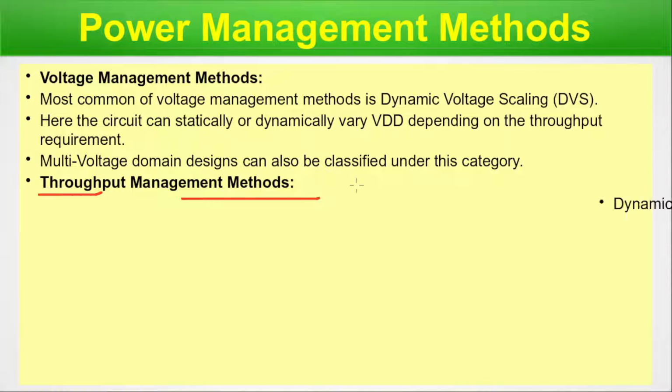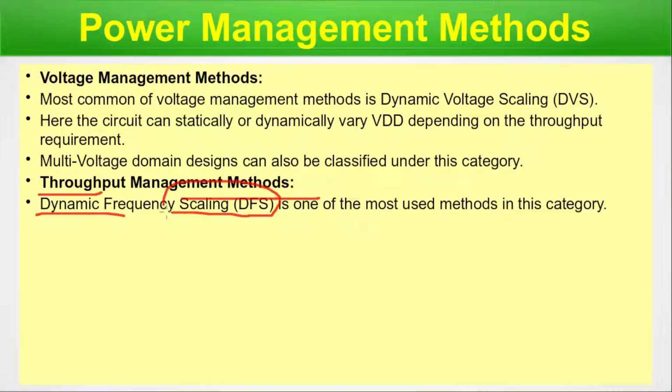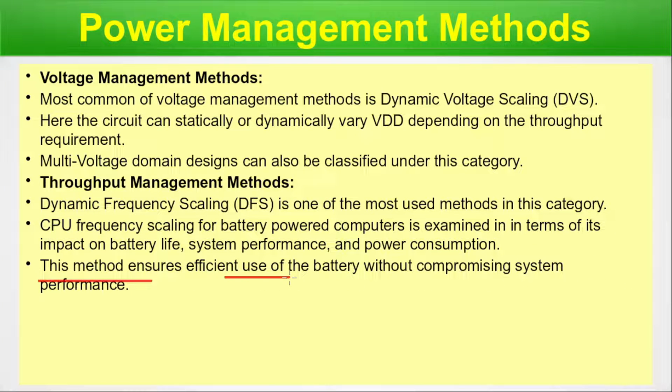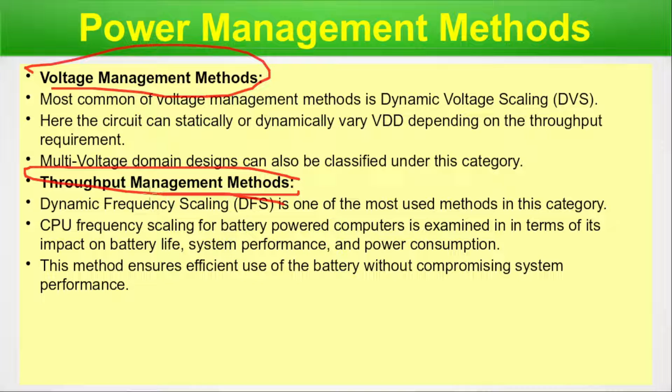Throughput management method. Dynamic voltage and frequency scaling, DVFS, is one of the most used methods in this category. CPU frequency scaling for battery-powered computers is examined in terms of its impact on battery life, system performance, and power consumption. This method ensures efficient use of battery without compromising the system performance. So you can see there are different approaches of saving the power. One is the voltage management method, another is the throughput management method, which can also be categorized as DVFS, that is frequency scaling, right?